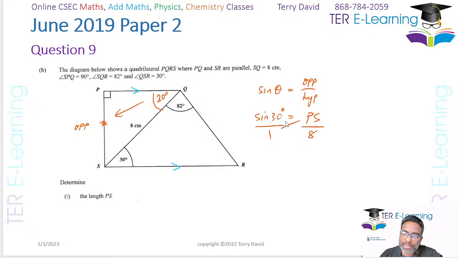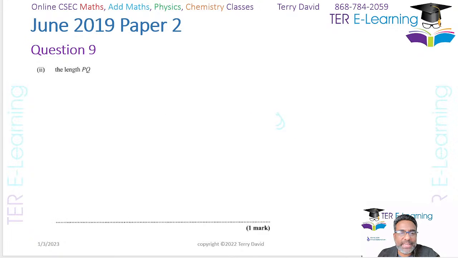So what I'm going to do is cross multiply. So PS is equal to 8 multiplied by sine theta. So therefore PS is equal to 4. Right, so PS is 4 cm. That's pretty straightforward. The next thing that we want to work out here is PQ.